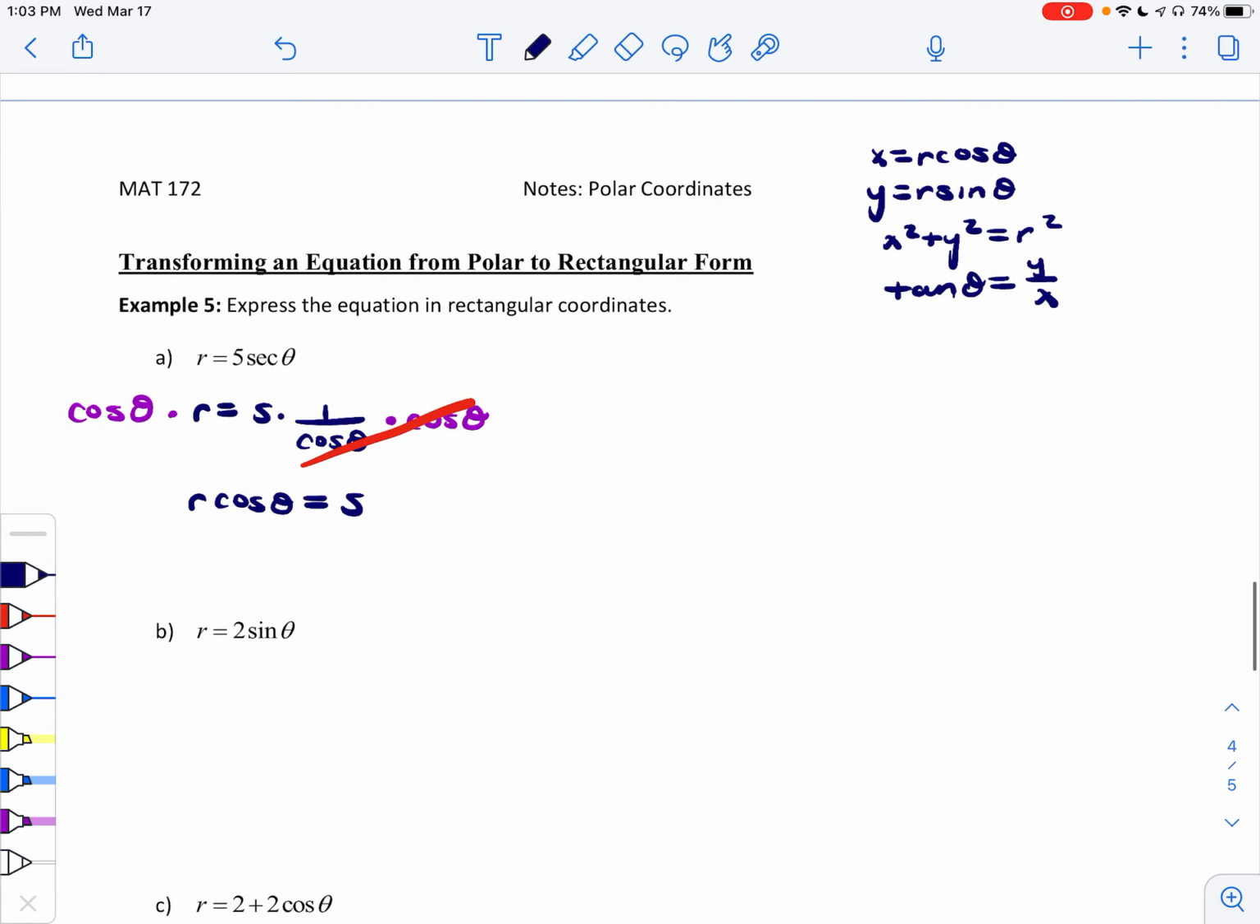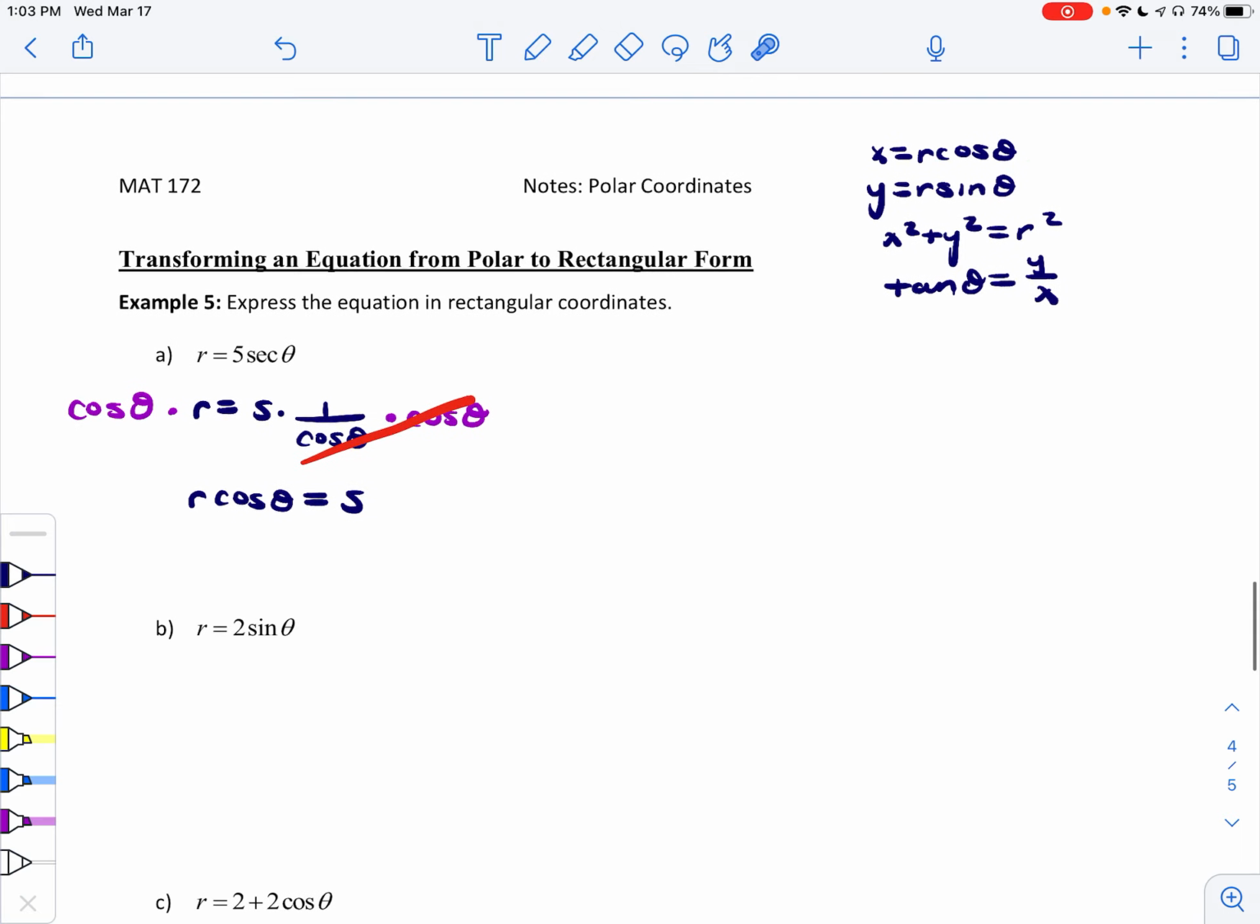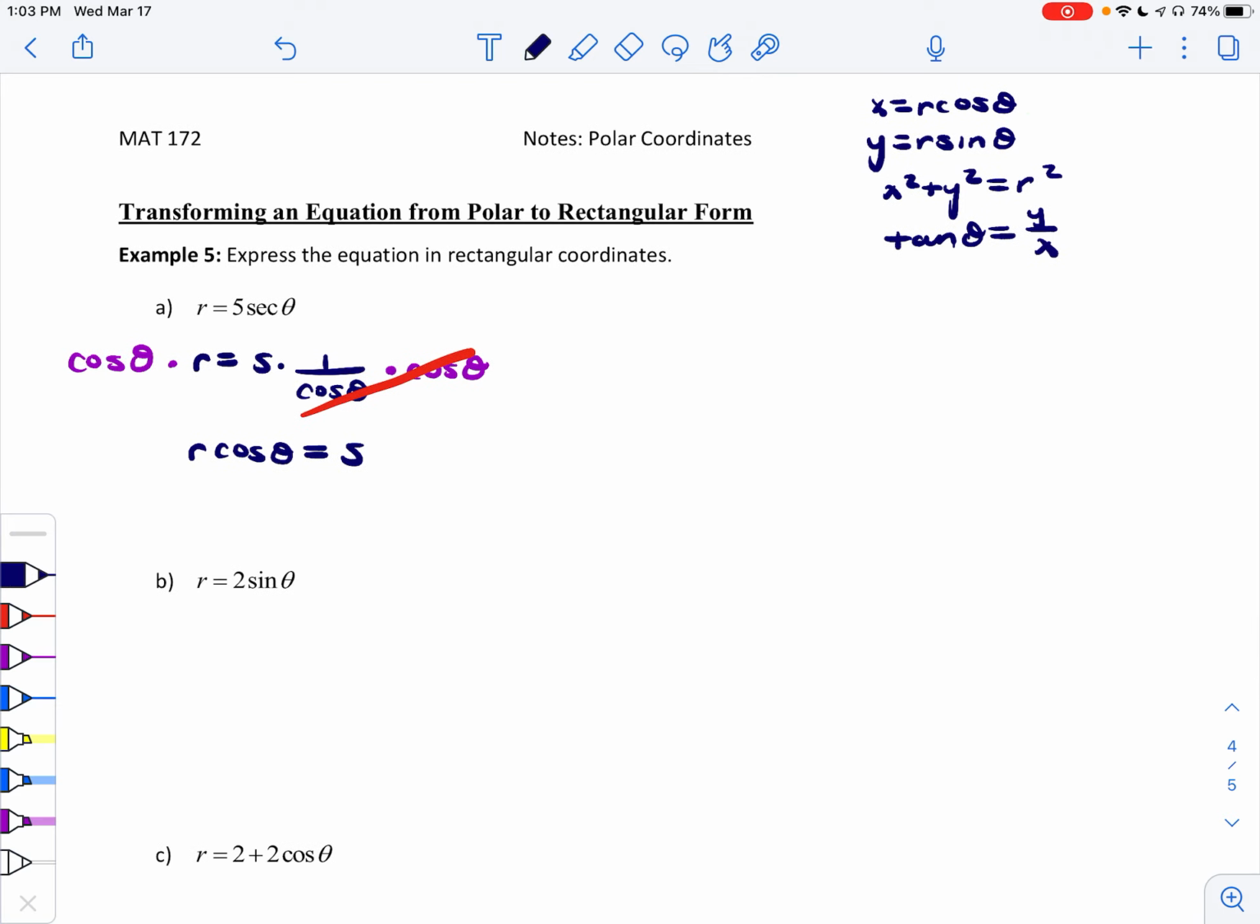Okay. Well, now, if we take a look at our formulas right here, we know that x is equal to r cosine of theta. So this equation just becomes x is equal to 5. So we've gotten rid of all of our polar coordinates. There's no r's and thetas left. We only have rectangular coordinates.